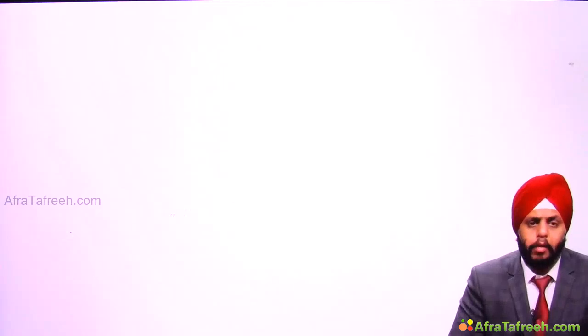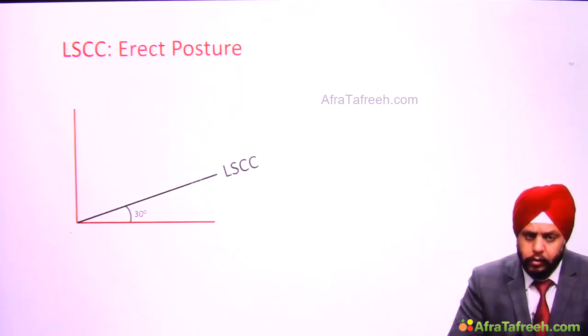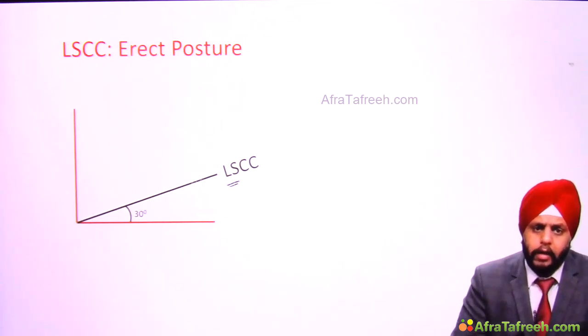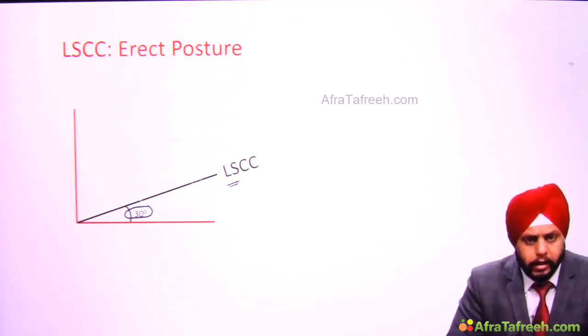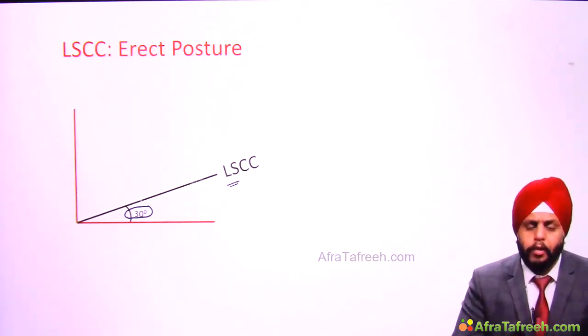All right. Now, before we go ahead, let us look at this position of the lateral semicircular canal. So this is in the erect or the anatomical position. As I was telling you, the lateral semicircular canal is at an angle of 30 degrees to the horizontal or the transverse line. So now there are a lot of MCQs which can be made from this position.